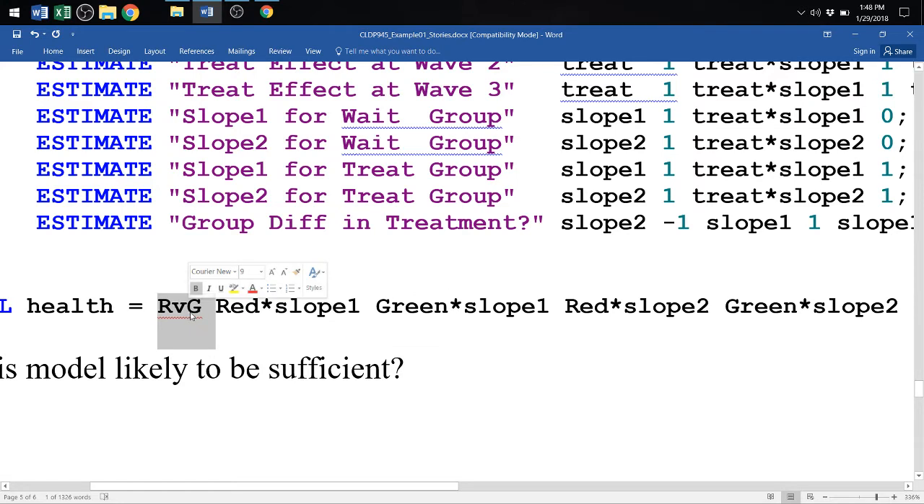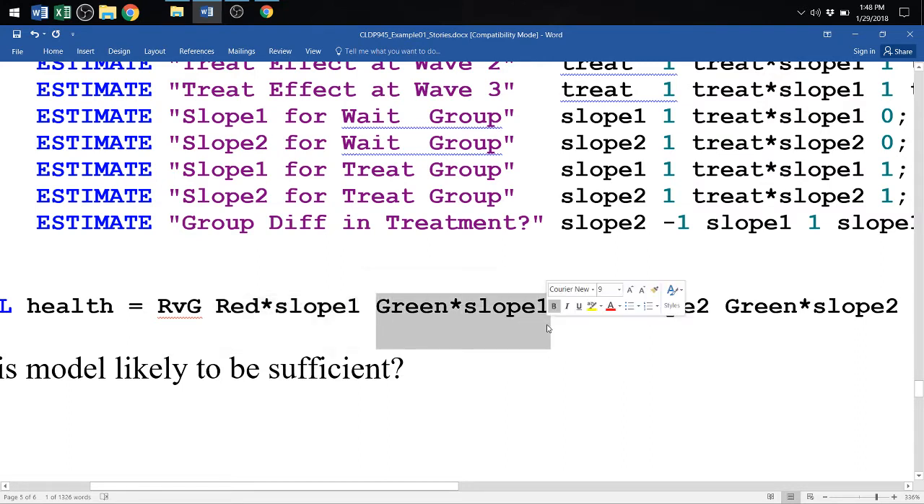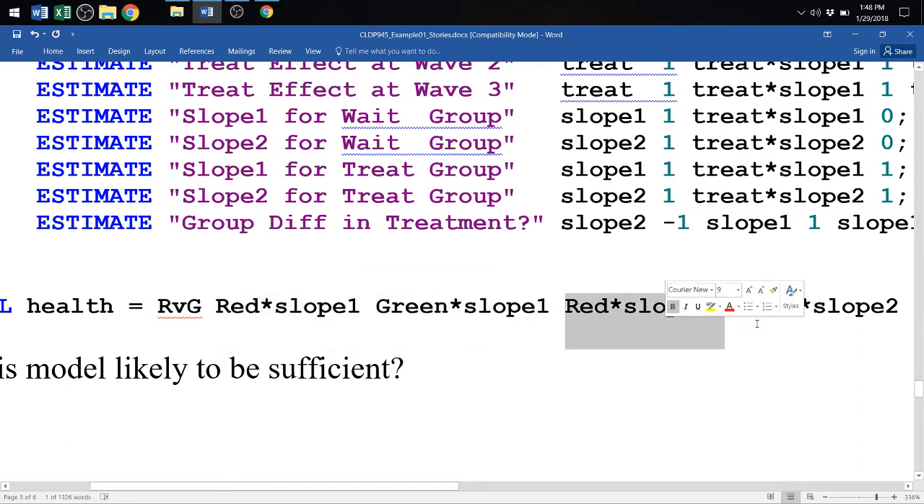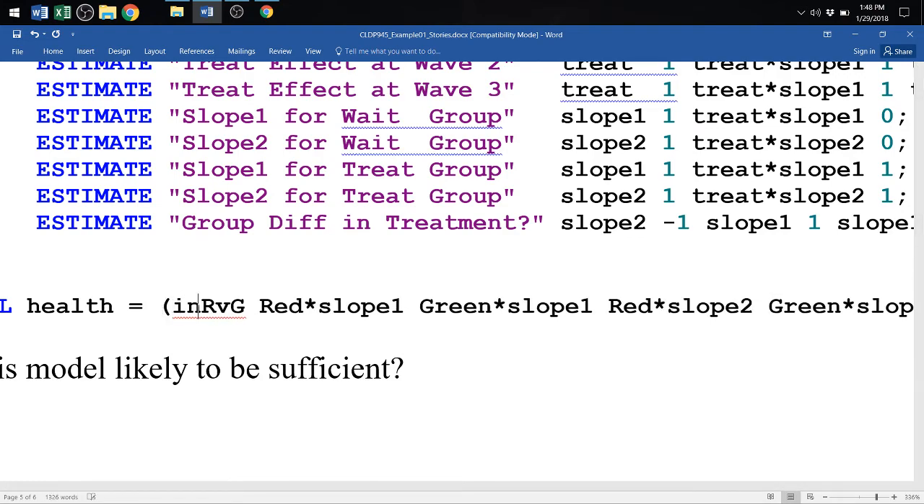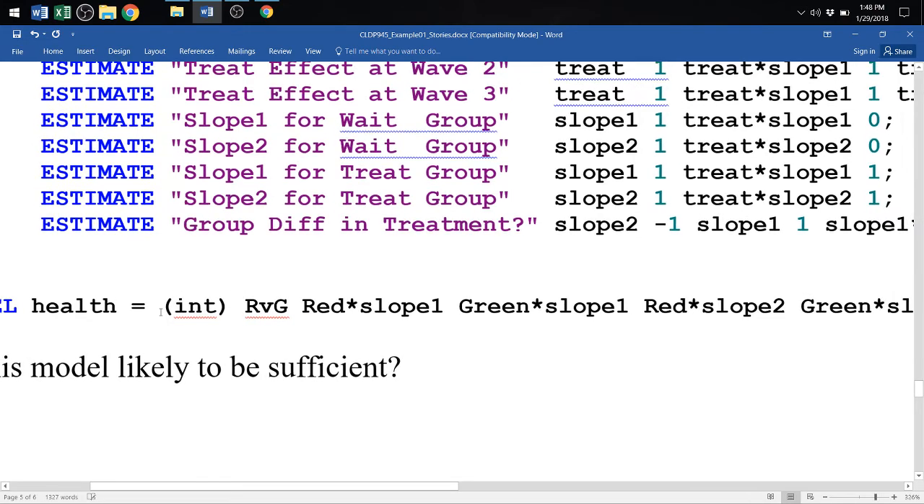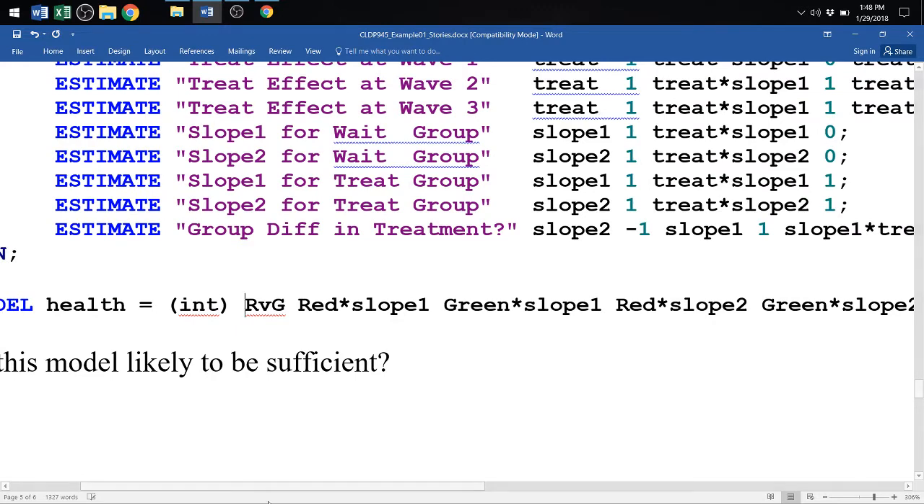So this is still the difference in groups at the intercept. This is slope 1 for the red group. This is slope 1 for the green group. This is slope 2 for the red group. And this is slope 2 for the green group. The end. Is that easier? Is it the same thing? Here, let me add in parentheses here, intercept, because that's in there as a fixed effect even if we don't write it.